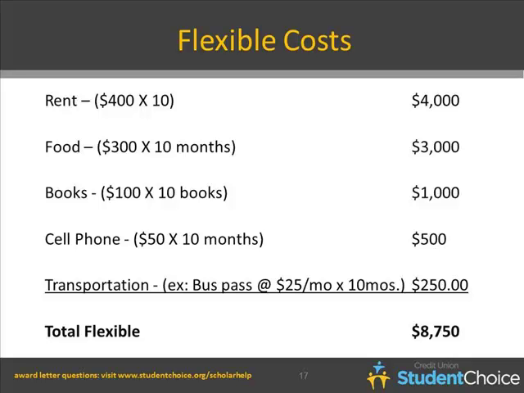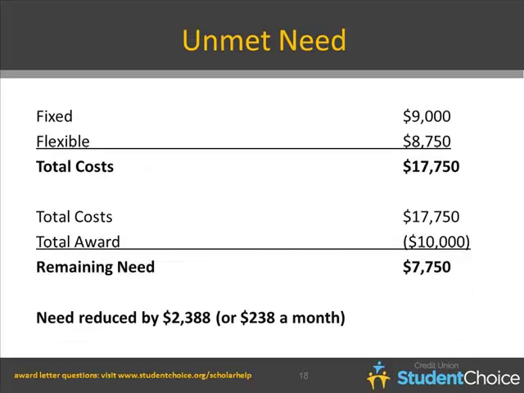But again, I promise you, if you just sit down and look at your book cost and buy used books instead of new books, you're going to cut your cost of attendance. But you want to sit down and look through all of your various expenses and come up with your own flexible costs. So in our example, our fixed cost was $9,000. Our flexible cost was $8,750. So our total cost that we need to attend university is $17,750.